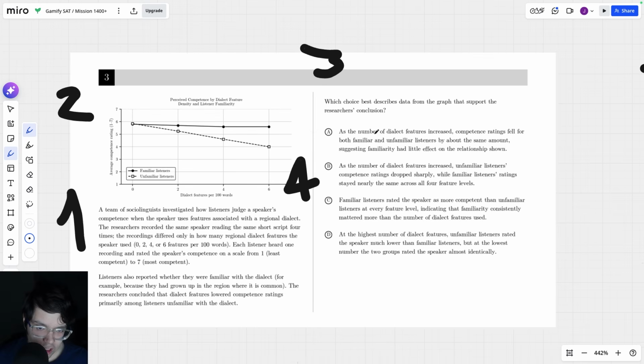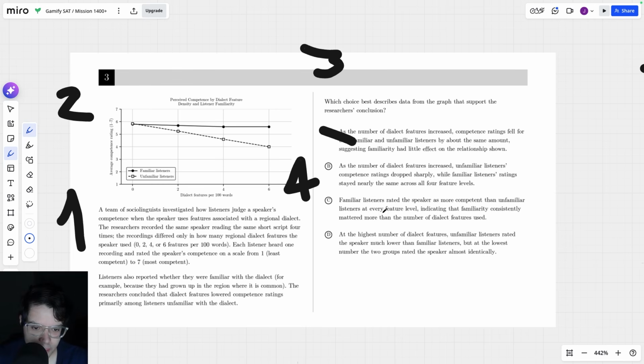Looking at the choices now, A: as the number of dialect features increased, competence ratings fell for both familiar and unfamiliar listeners. Okay, so not really both. They're trying to focus specifically on the unfamiliar ones, so that would definitely not be it. B: as the number of dialect features increased, unfamiliar listeners' competence ratings dropped sharply, while familiar listeners' ratings stayed nearly the same. Okay, that seems pretty strong here. Probably it's going to be B.